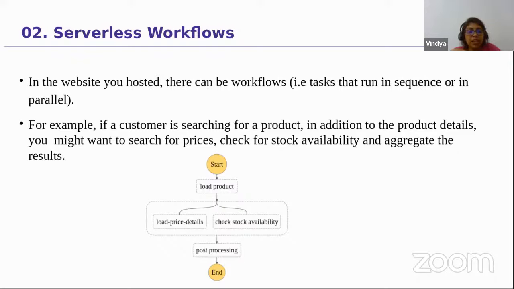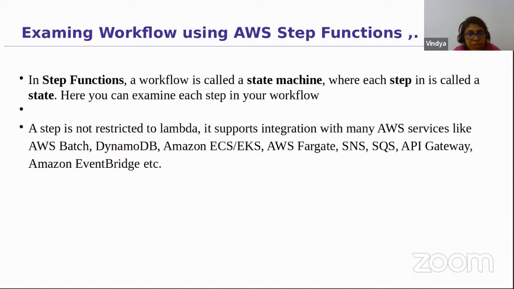So ideally in the design, following the single responsibility principle, if we have Lambda functions, of course we'll have one Lambda function for loading the product, one for pricing, one for stocks. Likewise, we will have multiple Lambda functions working in parallel or in sequence. So there are workflows. How do we manage this kind of workflow? For that, there's an interesting offering with AWS. We have Step Functions.